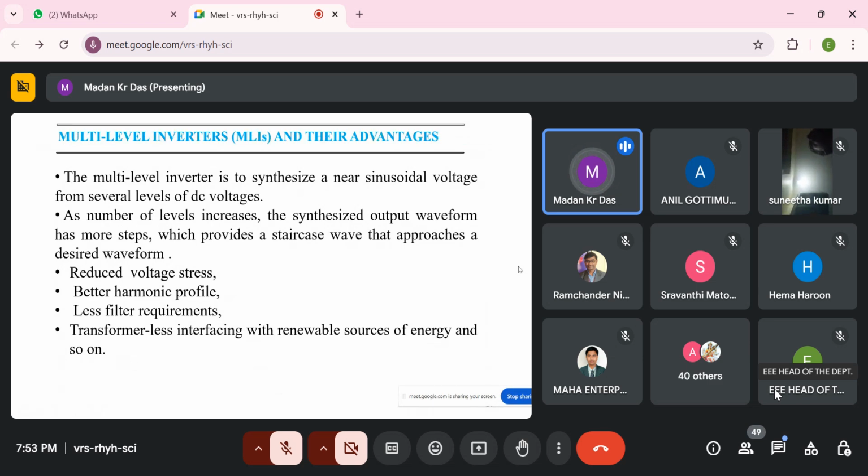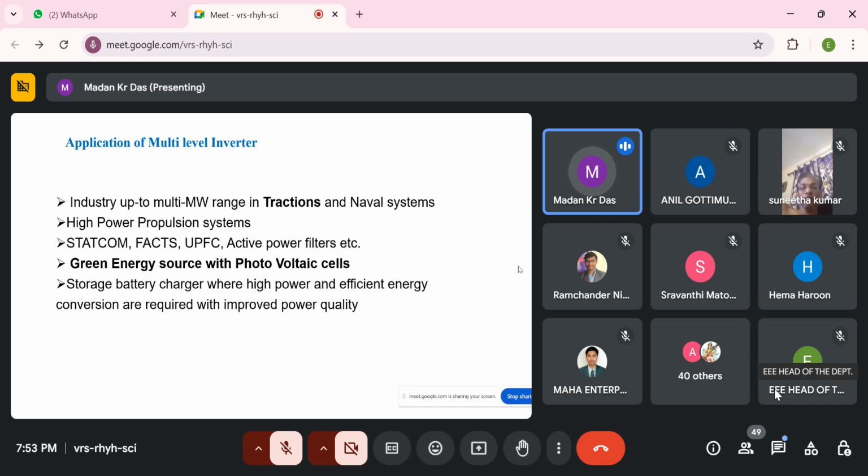These are the advantages of the multi-level inverter: reduced voltage stresses, better harmonic profile, less filter requirement, and interfacing with renewable energy sources. The multi-level inverter's output is multi-stepped, like a step size. Its applications are increasing day by day, from industry to traction.